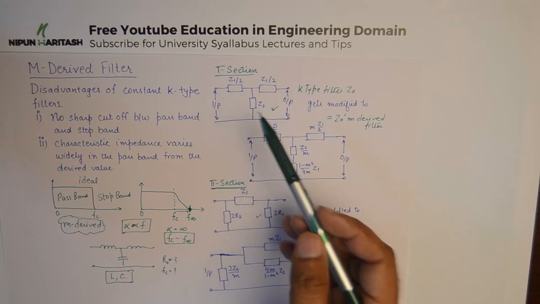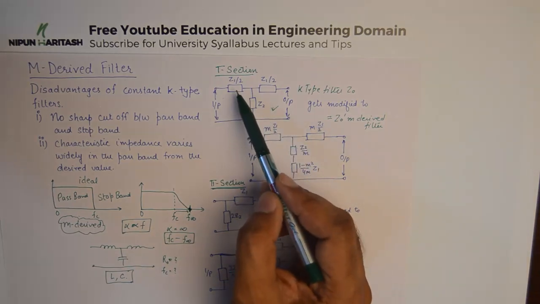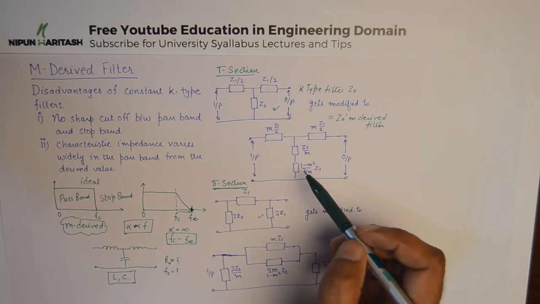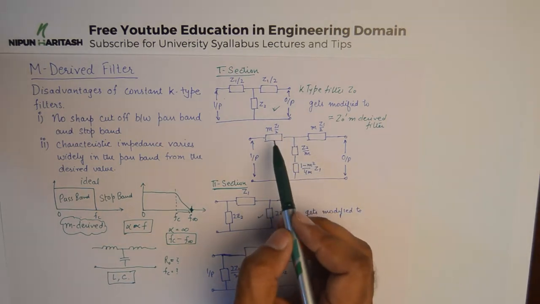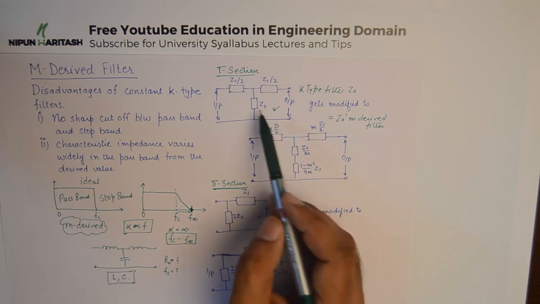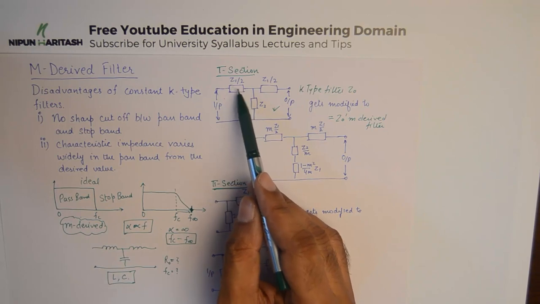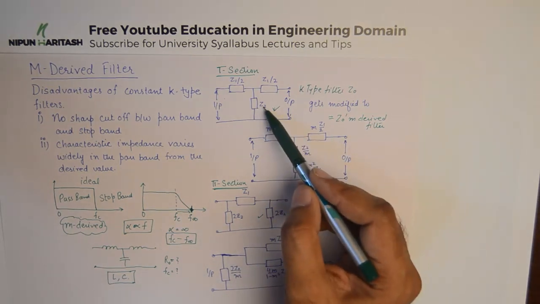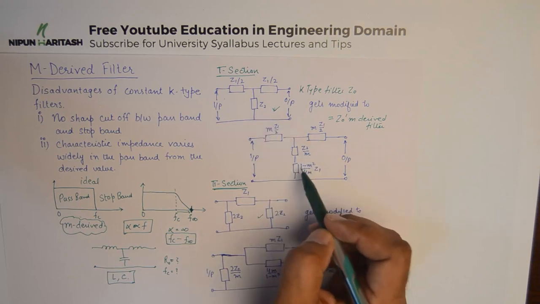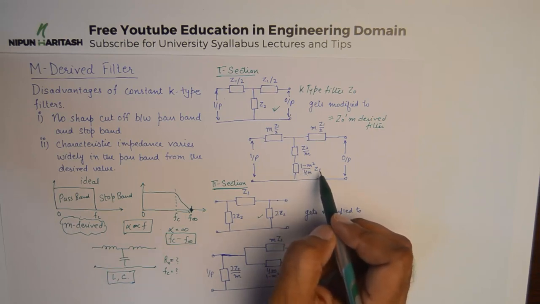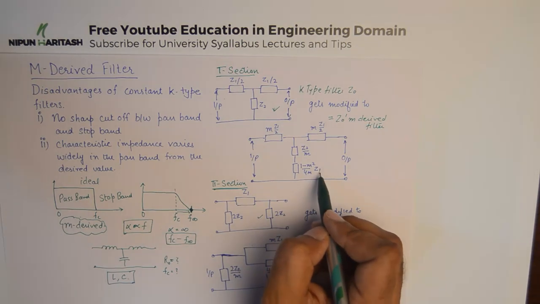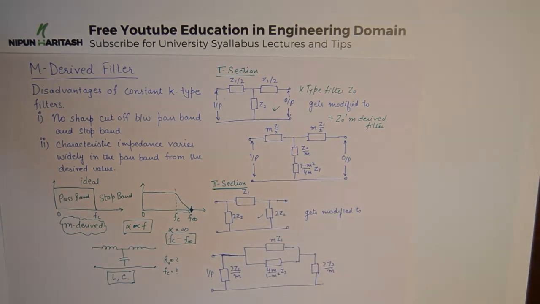Now please understand, although we have changed the values of the impedances in the series arm as well as in the shunt arm, and I'll tell you the rationale behind it in a short while, you'll notice that I've changed the impedance in the series arm from Z1 by 2 to M into Z1 by 2, and I've changed Z2 to Z2 by M, and I've also added one additional impedance which is dependent upon Z1. As you can see, it is (1 minus M square) upon 4M into Z1. So the impedances are changed.